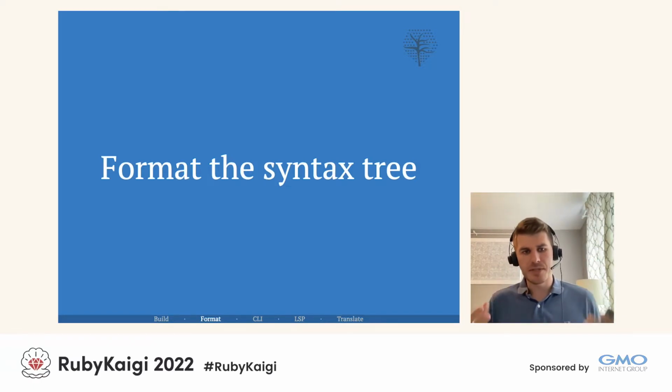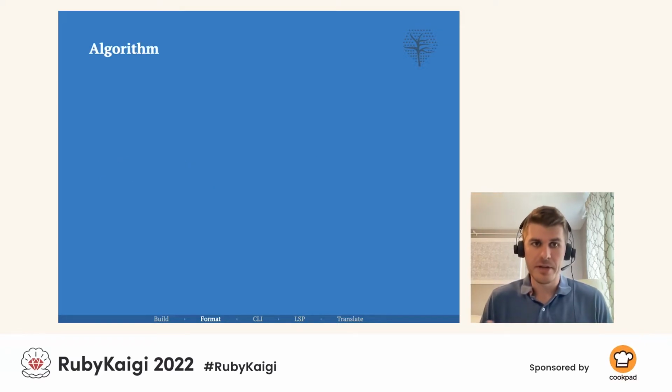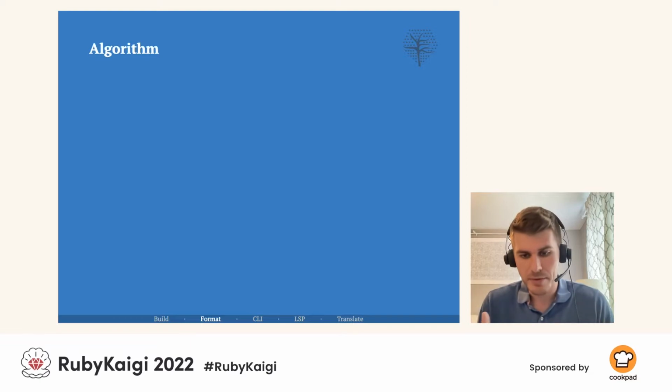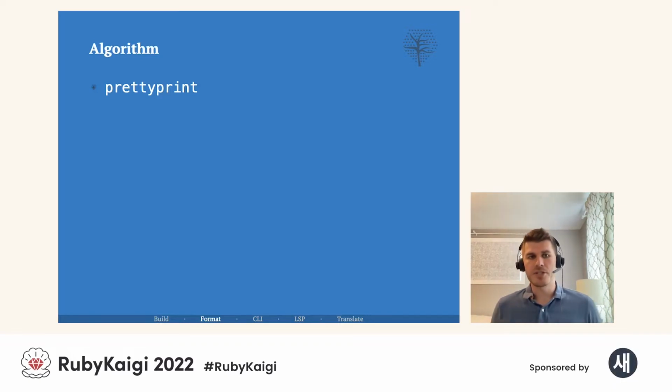Now that we have access to a syntax tree, which is just a whole bunch of Ruby objects that all point to each other in a tree-like structure, we can go and format the tree. In order to format the tree, there is an existing algorithm. There are actually multiple existing algorithms. There's one paper, Wadler et al., that backs the pretty print gem. And the pretty print gem came around quite a while ago, and it's used whenever you want to convert a hash or an array or any number of objects to a string.